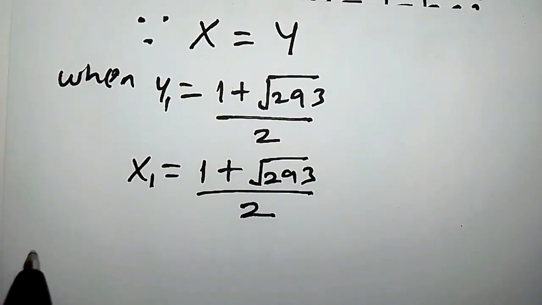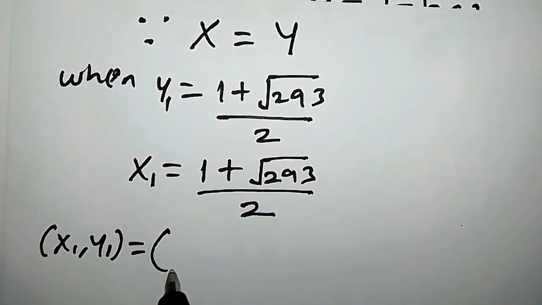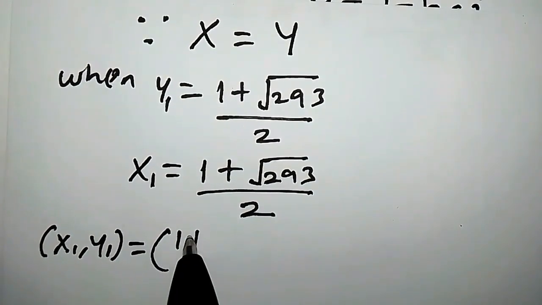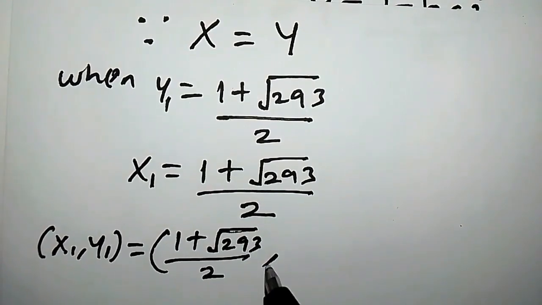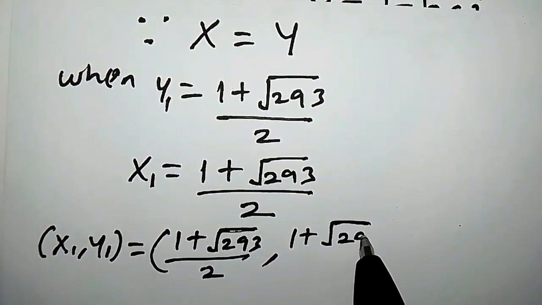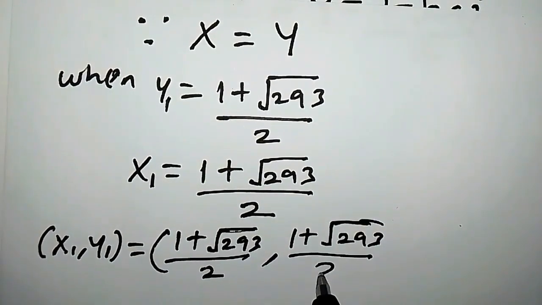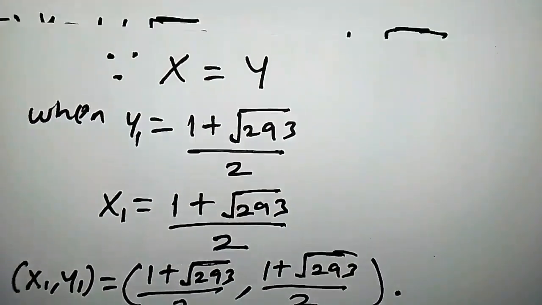This means that the first solution, x1 comma y1, is equal to: x1 is 1 plus root 293 divided by 2, comma y1 is 1 plus root 293 divided by 2. This is the first solution. Now let us consider the second value of y.